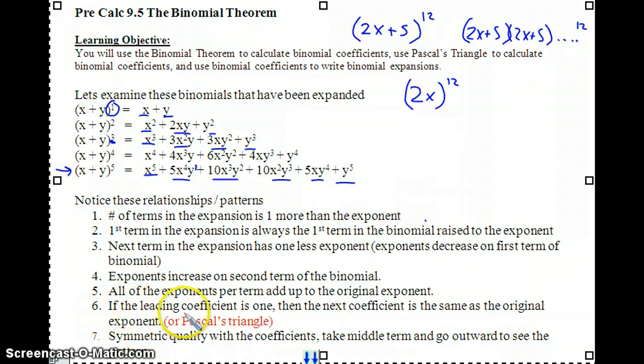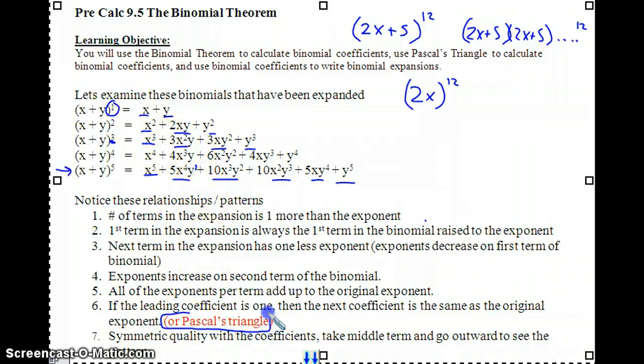Number 6: if the leading coefficient is 1, the next coefficient is the same as the original exponent. So if we look at this one, the leading coefficient is a 1, then the next one has a 3, then the next one has a 3, and the next one has a 1. We're going to talk a little bit more about how to get those coefficients by using Pascal's triangle.